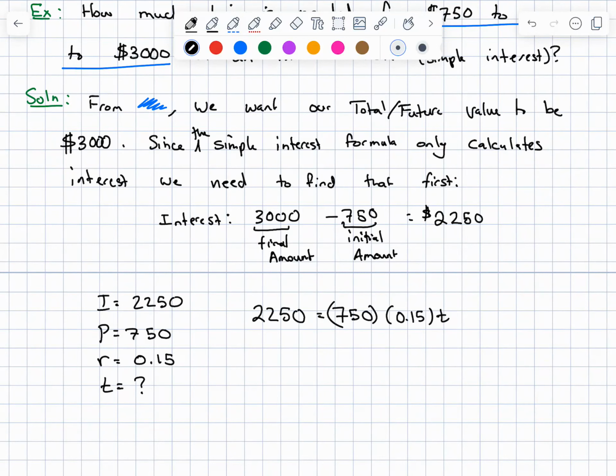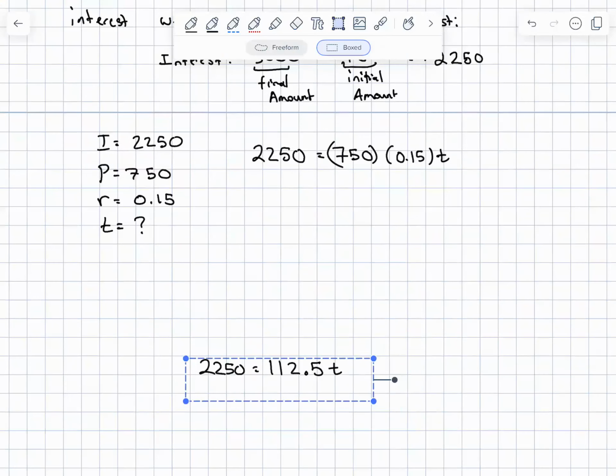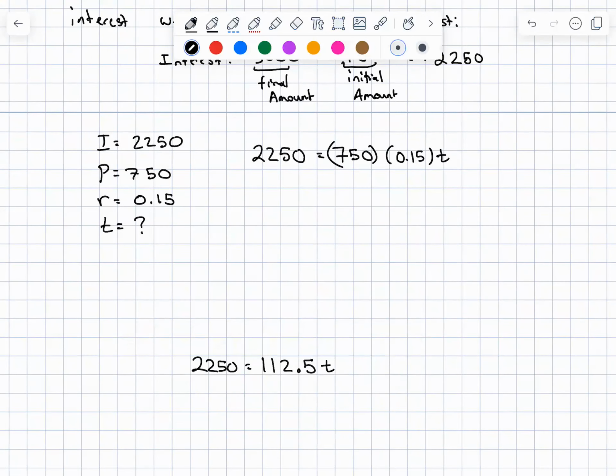If you multiply the right-hand side, you get 2,250 equals 112.5 T. By the way, one thing you could do is divide by 750 and then divide by 0.15, or some students will do this instead. And this is not wrong. This is what I would do, but this is not wrong either. You could go, I'm going to divide both sides by 750 times 0.15, because that will cancel the 750s and it will cancel the 0.15s.